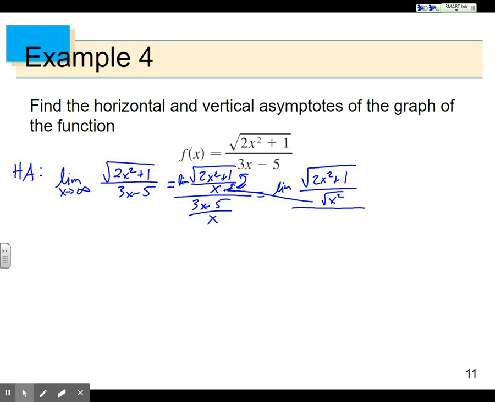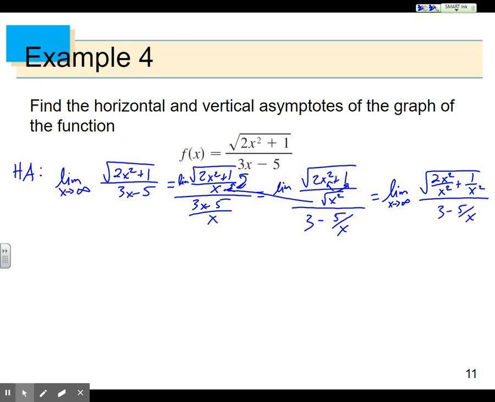On the bottom down here, if I divide both of those by x, I get 3 over 5 minus x. So I'll go ahead and do that math real quick. And so now, taking the limit as x approaches infinity, I can divide each of these by the square root of x squared. What that will look like is 2x squared over x squared plus 1 over x squared, and all that's underneath the square root.